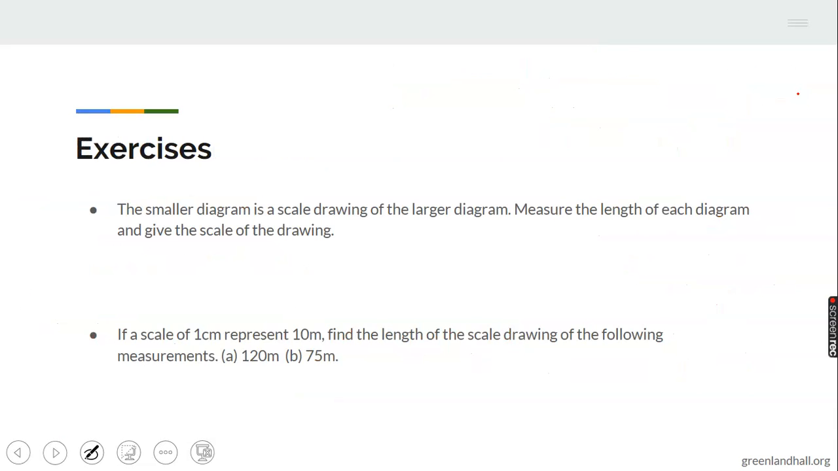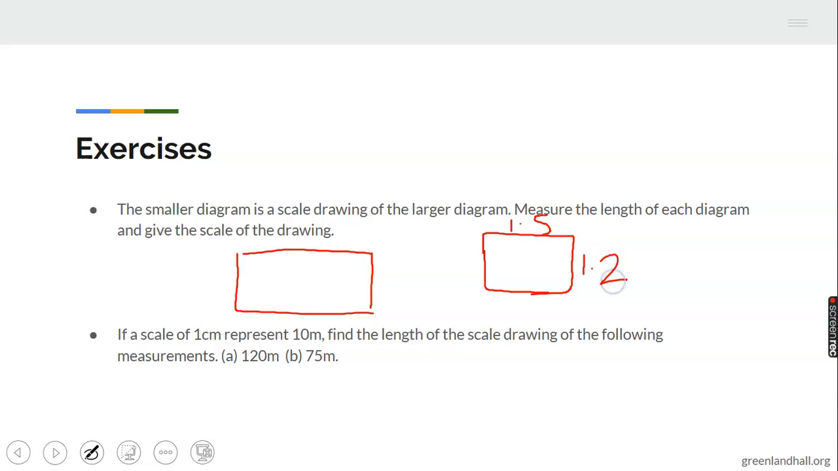So this is your assignment. What you're going to do for me, the smaller diagram is a scale drawing of the larger diagram. Oh, let me draw the diagram. This is the diagram. Okay, the length of this is 1.5 centimeters. This is 1.2. Then this is 3. And this is 1.8. Now, measure the length of each diagram and give the scale of the drawing.